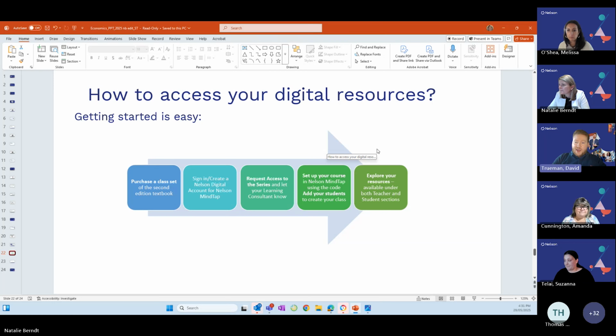You will need to create a Nelson digital account. Some of you might already have one, and that's totally fine, you just log in. Otherwise, you create an account and request access on Nelson MindTap. If your school has purchased a class set, we approve that access, and then you can go ahead and create a course. That's where you will find all of those awesome resources, such as the Cogniro test generator, all of those solutions that Natalie was talking about, as well as a whole bunch of extra web links and other resources. So Nelson MindTap has a lot of really great things on there for you. So those would be the steps to do it.